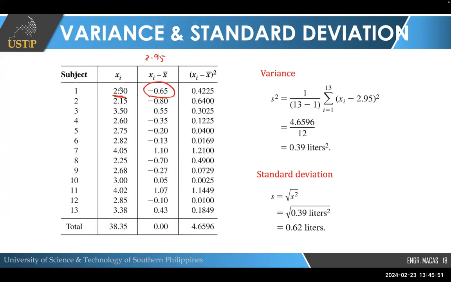So 2.95 to 2.3, that is negative 0.67. And it's okay that it's negative, while others are positive, because we will square it anyway. Basically, we just want to know how far your observation is from the mean. So these are the values. And then you square that, and all the values become positive. Then you total that. Divided by n minus 1, so divided by 12. So your variance is 0.39 square liters.